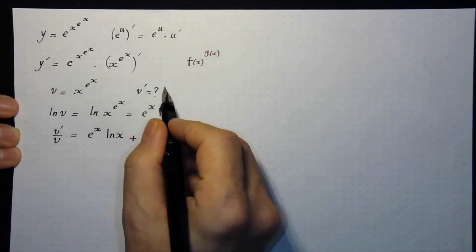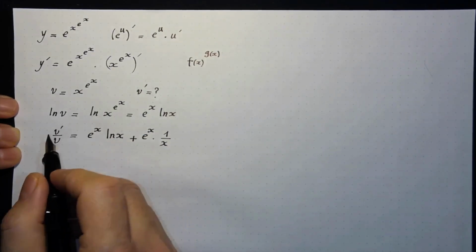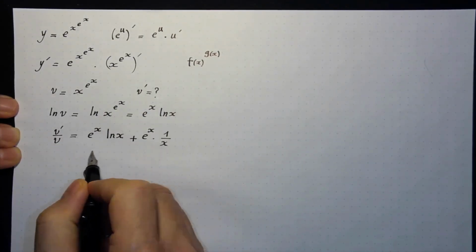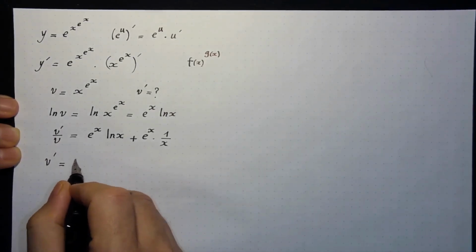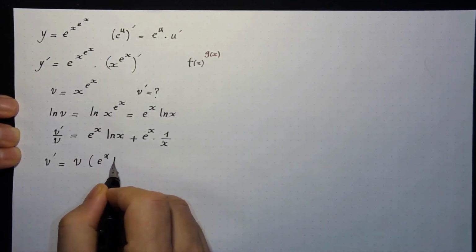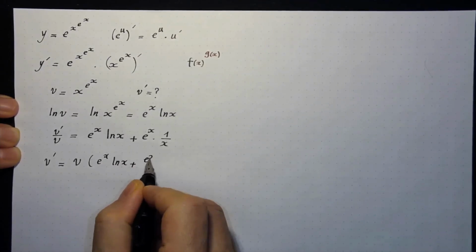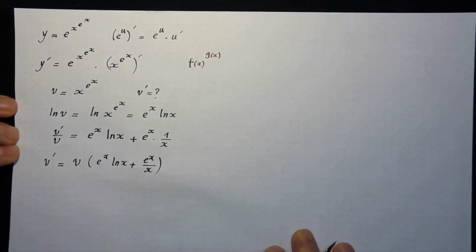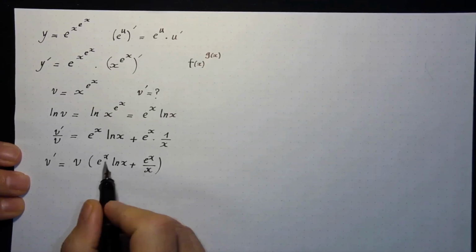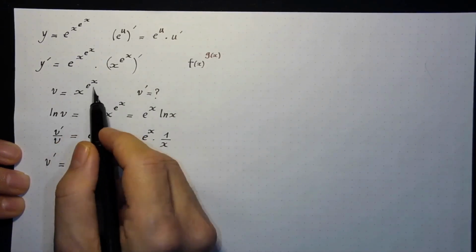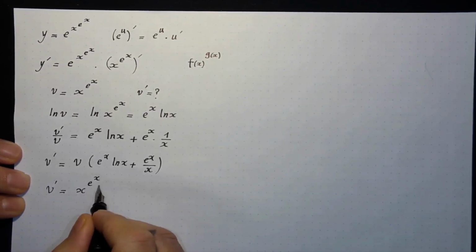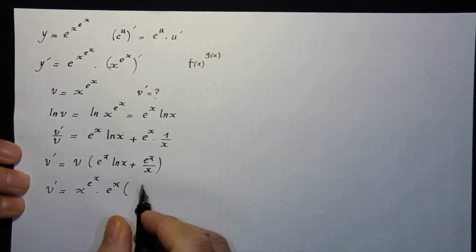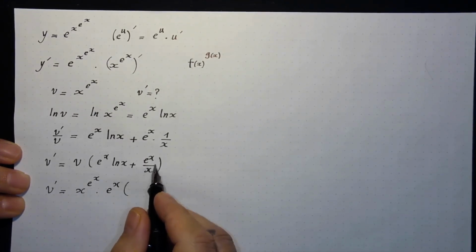But you see that what I am looking for is v prime, so it motivates me to multiply both sides by v. So v prime becomes equal to v times e to the x ln of x plus e to the x over x. Between these two, I can factor e to the x out, and instead of v, I just plug the function back. So v prime is x to the e to the x, and then I factor e to the x out, so what is left is ln of x plus 1 over x.